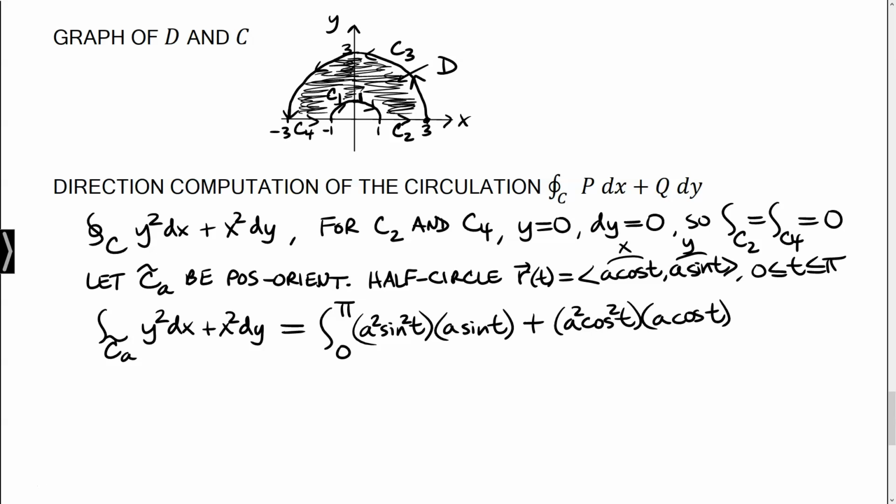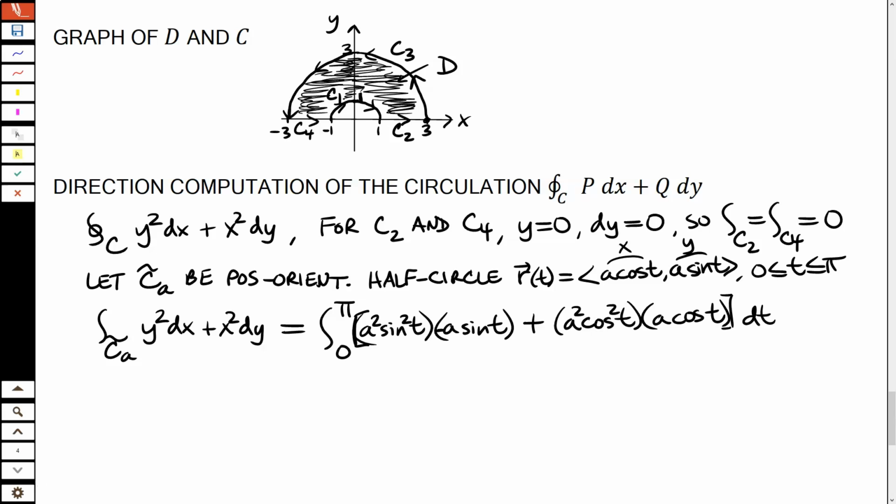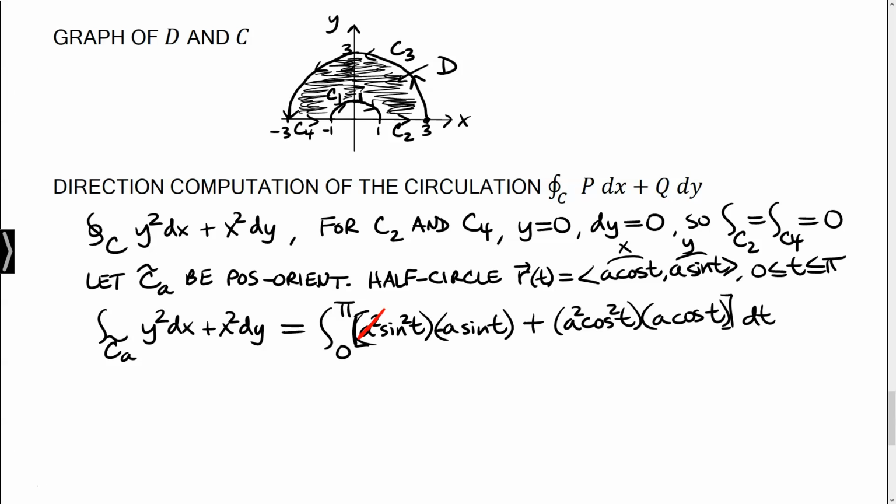And whoops, I forgot a minus sign. Of course the derivative of cosine is minus sine, so there should be a minus sign right there, and all this dt. Now this is going to simplify because we can pull out an a cubed. So let's go ahead and do that. There's a squared, a squared, a, so that's going to be an a cubed out here. And so it looks like we got cosine cubed minus sine cubed.